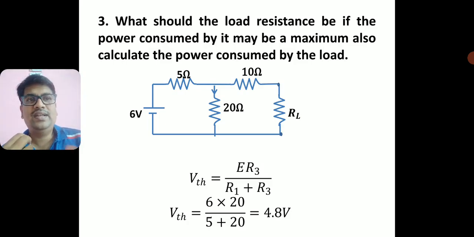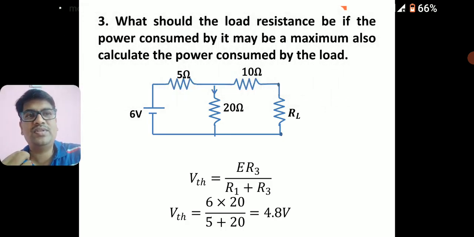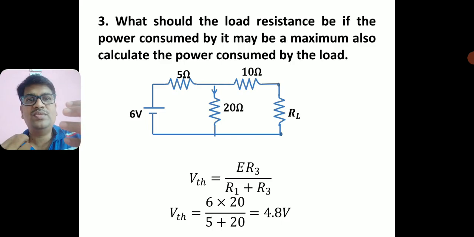Now for that, the suitable theorem which I am going to use is the maximum power transfer theorem. So this is a complex network. I cannot directly apply the maximum power transfer theorem for this complex network. First what I'll do is I will convert this complex network into a simple network. How do I do that? This can be done by using the Thevenin's theorem. So apply the Thevenin's theorem and convert this complex network into a simple network. Then use the maximum power transfer theorem to get the value of load resistance, and then calculate the maximum power.